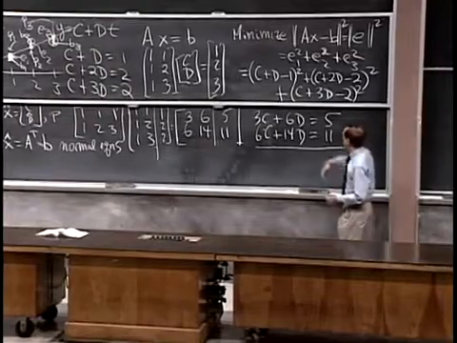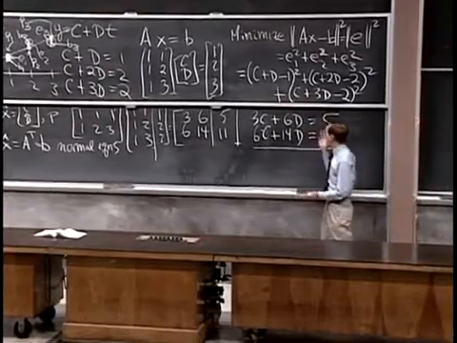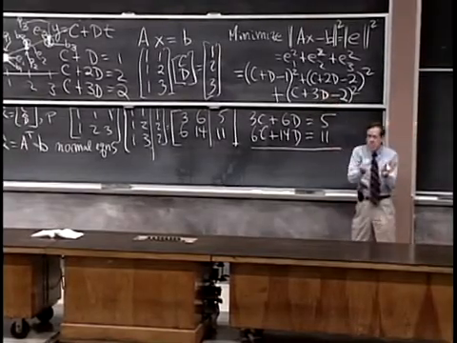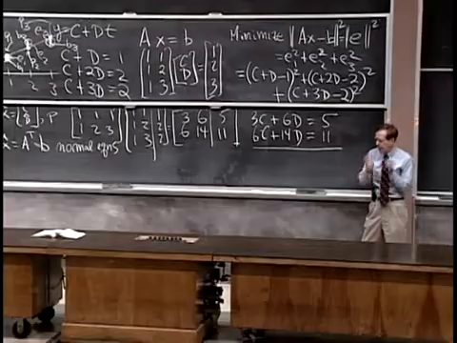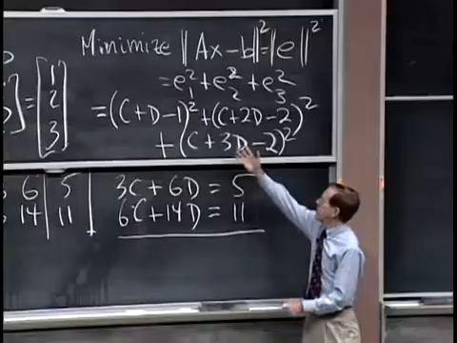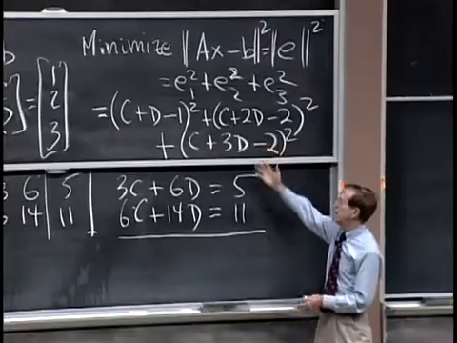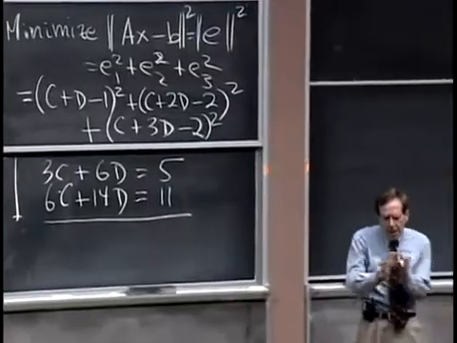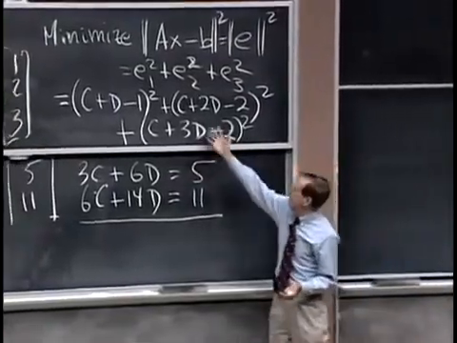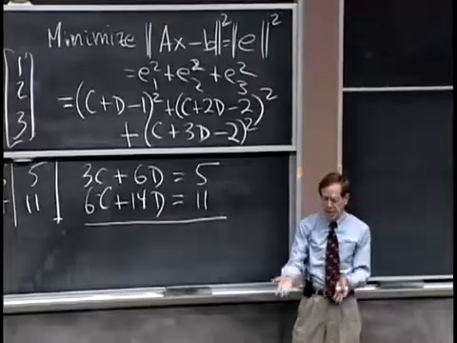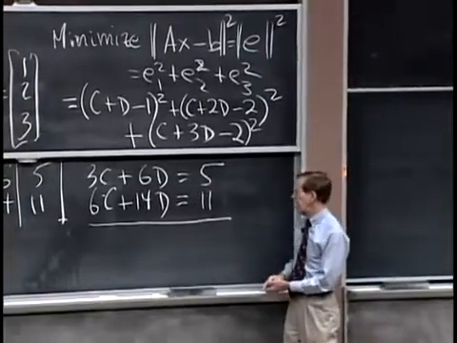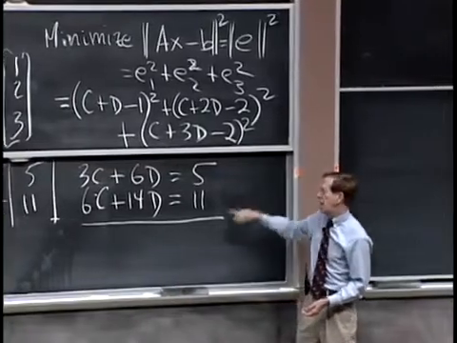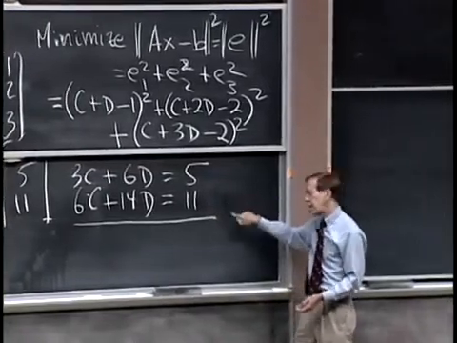Take the partial derivative with respect to C and set it to 0, and you'll get that equation. Take the partial derivative with respect to D. I'm not going to write it all out, but you will. It's going to be linear. That's the beauty of least squares: if I have the square of something and I take its derivative, I get something linear. And this is what I get. This is the derivative of the error with respect to C being 0, and this is the derivative of the error with respect to D being 0.